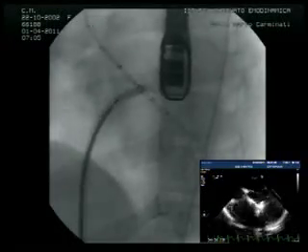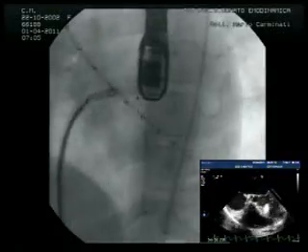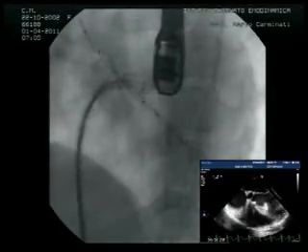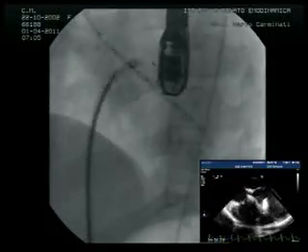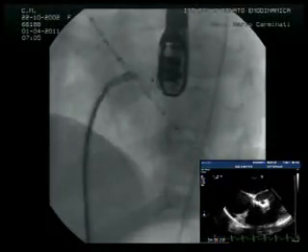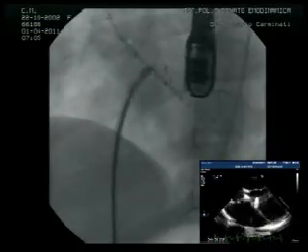Technical question, Kevin. When pulling back at the moment, do you rotate the sheath in any way, or do you keep it just... No, it's just a pullback. I think it determines its own course. So we're just beginning to move into the defect.